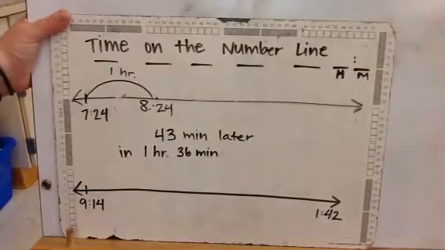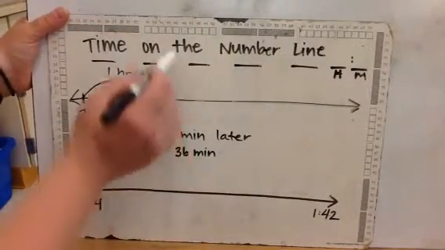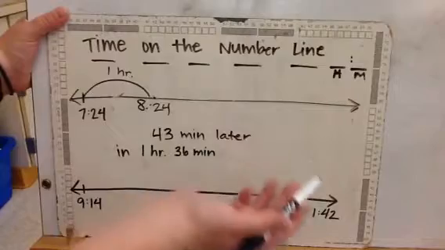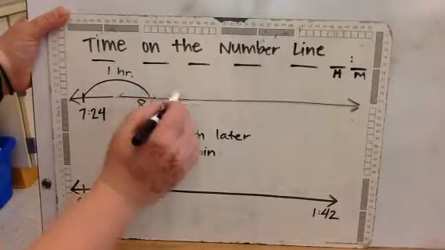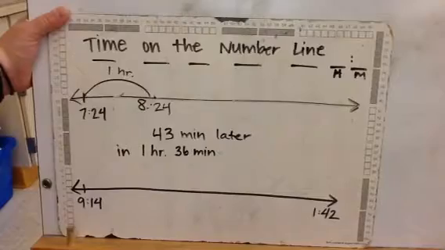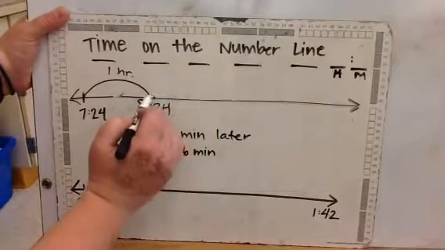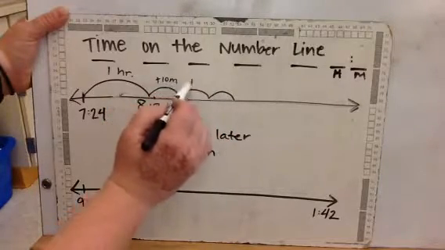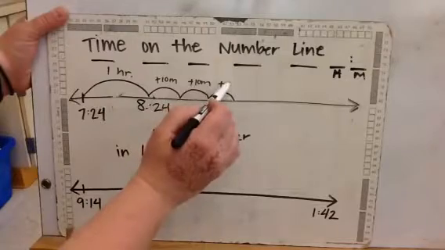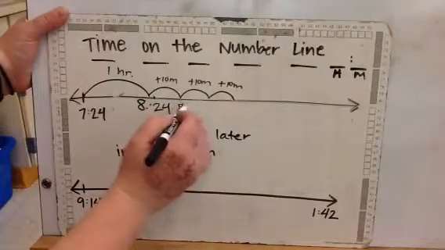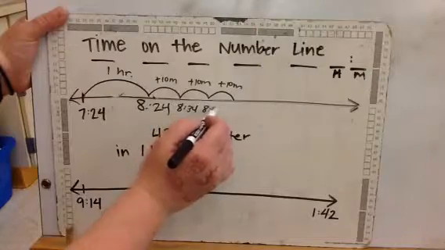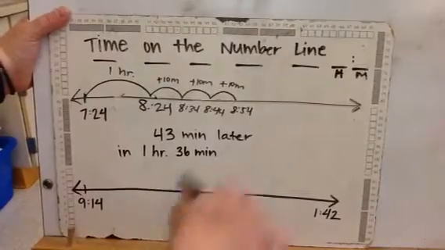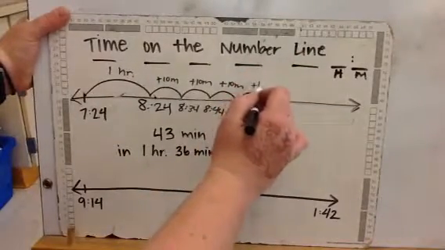And now I need to do my 36 minutes. So let me hop. Some third graders can hop 30 in one jump, or you could do 10, 20, 30. So either way works. I could do 8:24, 8:34, 44, 54, or I could hop 30 at one time. So I'm going to hop 10, 10, 10. So that's plus 10 minutes, plus 10 minutes, and plus 10 minutes. So now it is 8:34, 8:44, 8:54, and then 6 more minutes. So I'm going to hop plus 6 minutes.